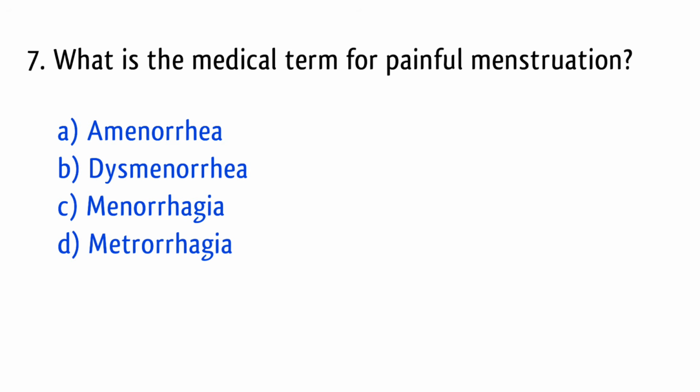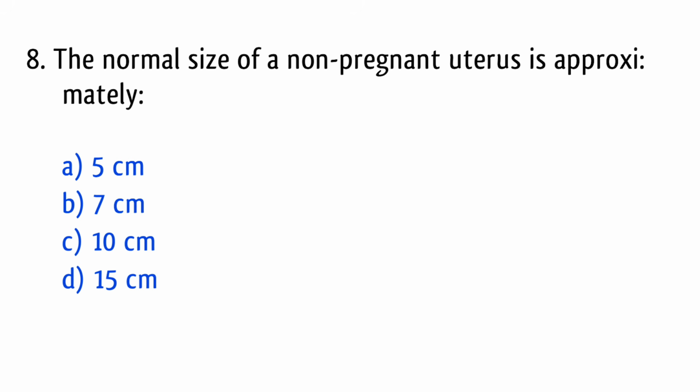Question number 7. What is the medical term for painful menstruation? The right answer is option B, dysmenorrhea. Question number 8. The normal size of a non-pregnant uterus is approximately. The right answer is option B, 7 centimeter.